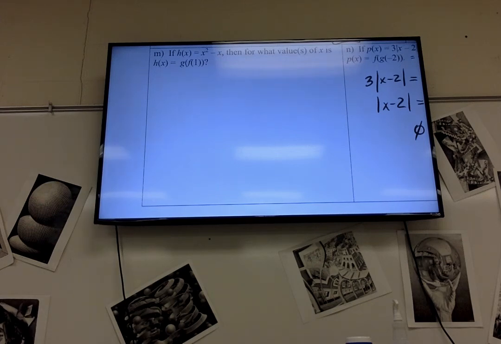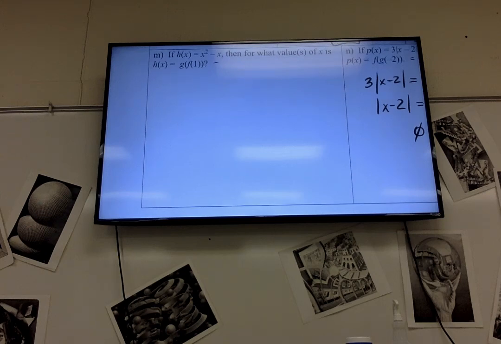So yesterday we left off on M. If h of x equals blah, then for what values of x is h of x equal to g of f of 1? So we need to start with this g of f of 1, and we do that by looking at that picture, those graphs up there. So tell me, Jenna, what's f of 1? F of 1 is 0, yes.